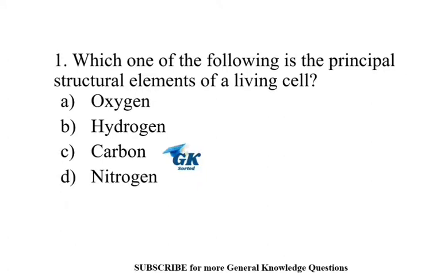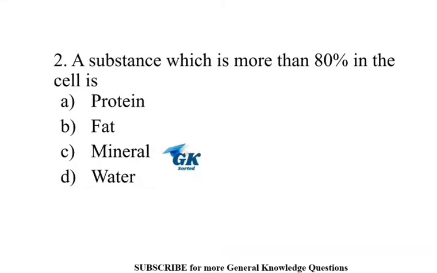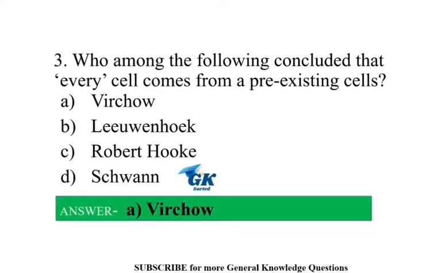Which one of the following is the principal structural element of a living cell? Carbon. A substance which is more than 80% in the cell is water. Who among the following concluded that every cell comes from a pre-existing cells? Virchow.